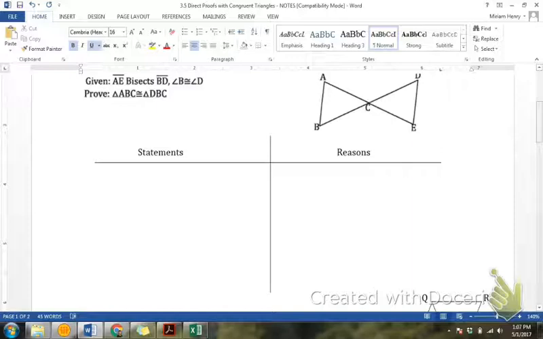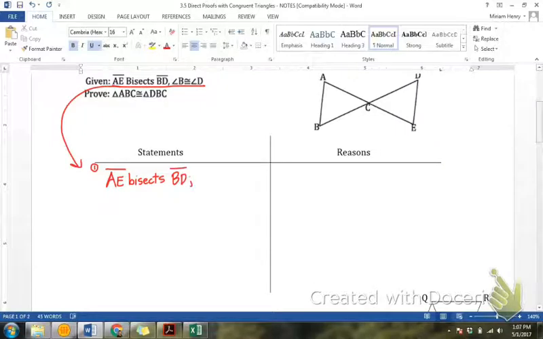Okay? So the very, very, very first thing to do is always write down statement number 1. And statement number 1 will always be whatever is written up here in the given. That's going to go down and be statement number 1. So I've been given that AE bisects BD. That was given to me.